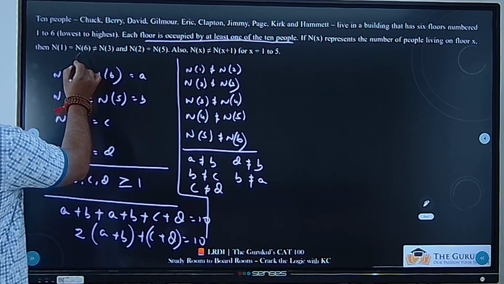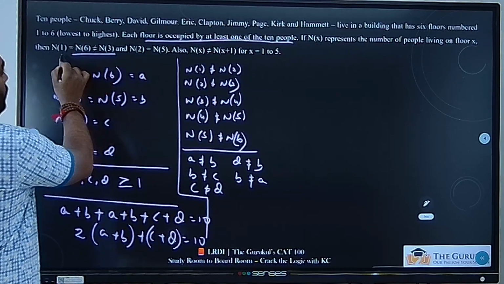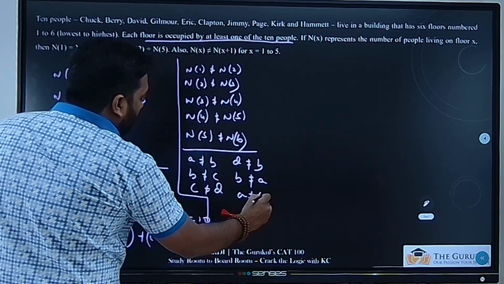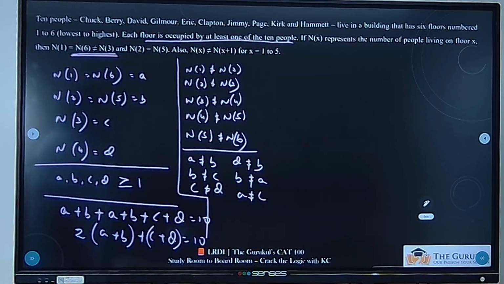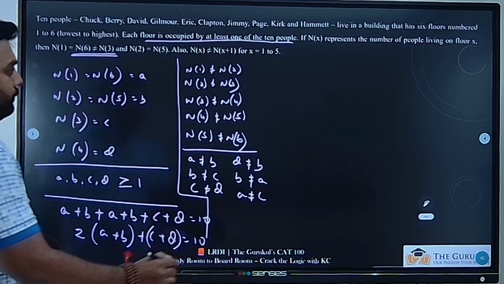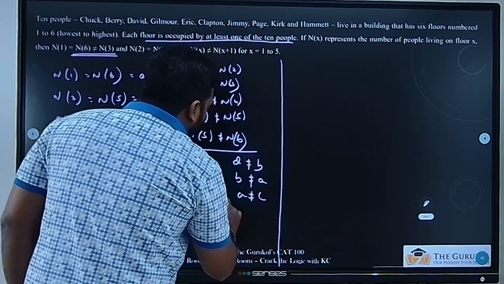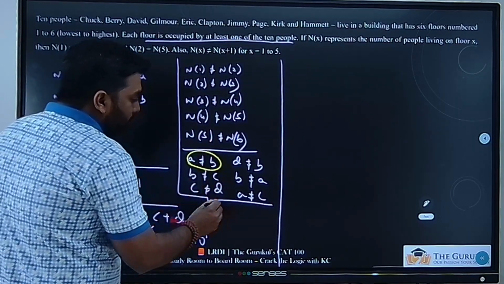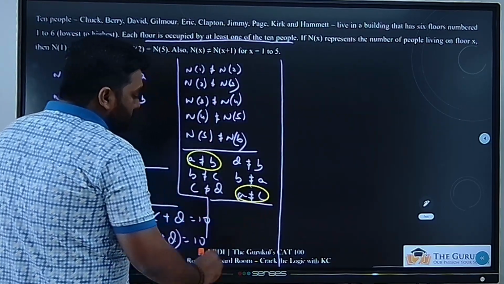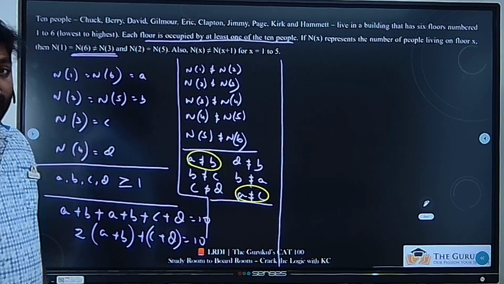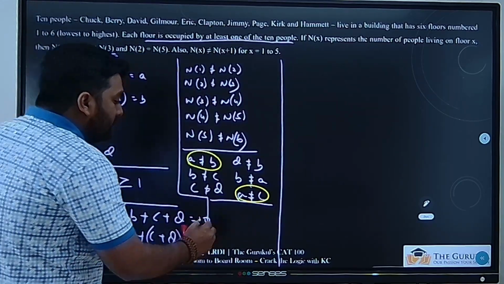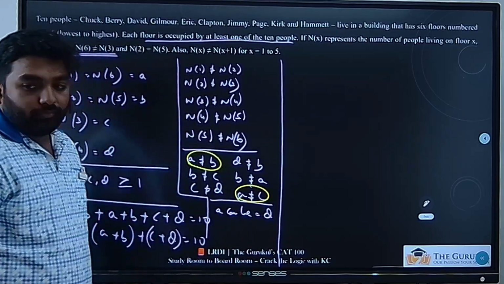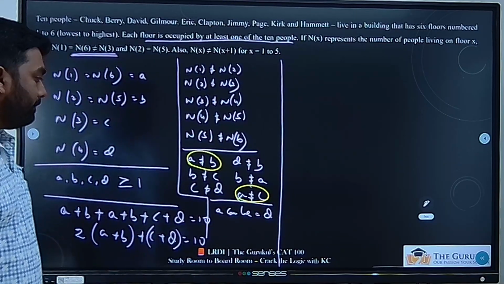And also, n of 1, n of 6 is not equal to n of 3, which means A is not equal to C. This is the basic information we have. Perfect. This is also good. Now from this information, can I conclude anything? From here we can say A is not equal to B, A is not equal to C, but they did not mention anywhere that A is not equal to D, which means A can be equal to D. We are not confirming they both are equal, but there is a possibility. Okay.